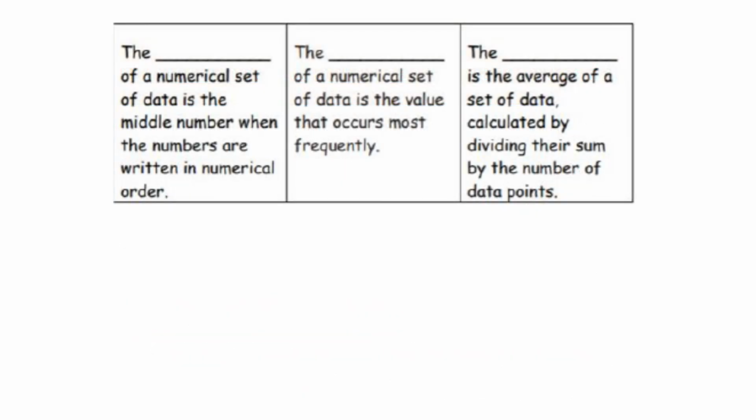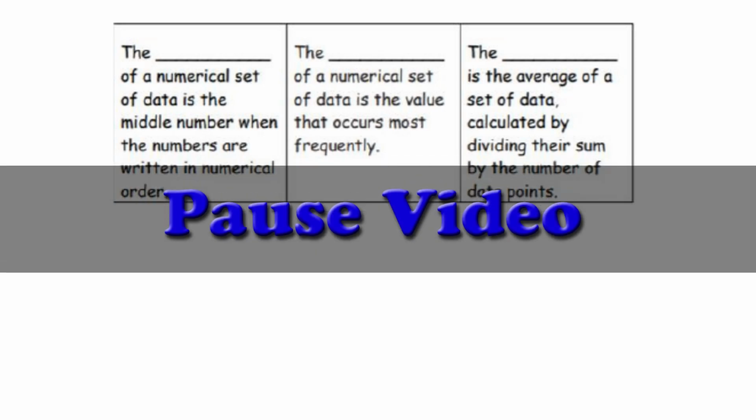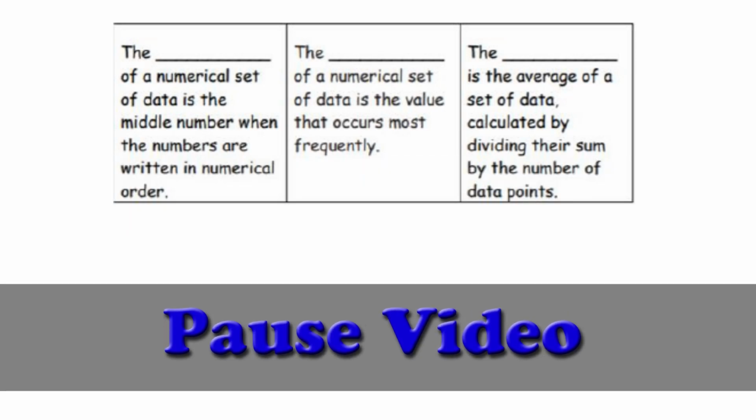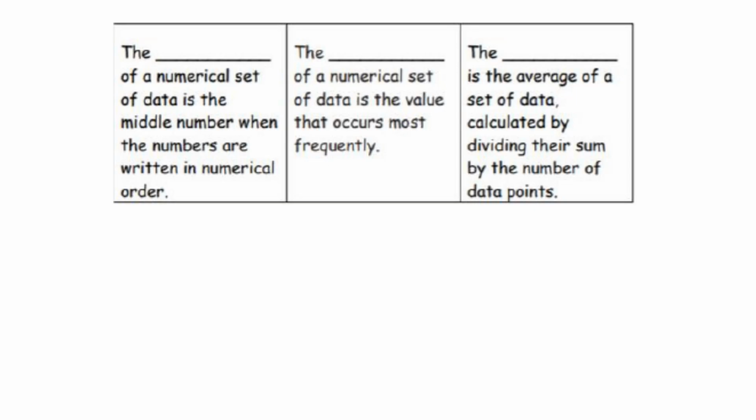Try to fill in the blanks here to make sure you understand the different definitions. Pause the video and then try it out. The answer here is median. So the median is the center number. The median of a numerical set of data is the middle number when the numbers are written in numerical order. The mode of a numerical set of data is the value that occurs most frequently, and the mean is the average of a set of data calculated by dividing their sum by the number of data points.